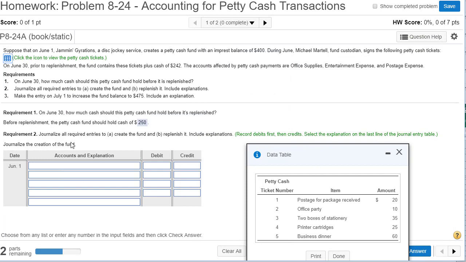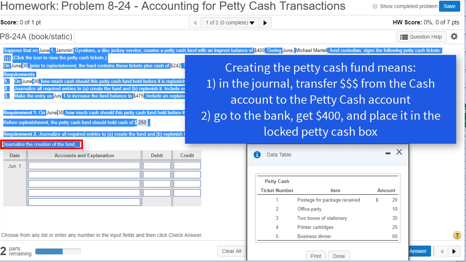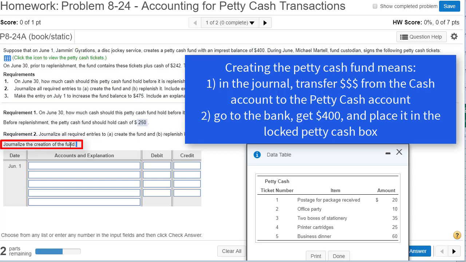And the problem says, journalize the creation of the fund. So before they even have this fund, they have to create it. So what that means is Michael, who is in charge of this petty cash box, he's got to write a check. He's got to go to the bank, write a check for $400 cash. How do we know that? Because it says it has an imprest balance of $400. So we know the debit and the credit's going to be $400.